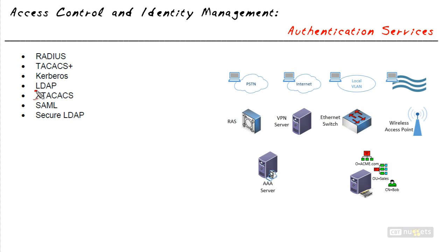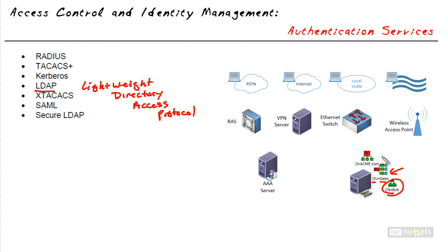LDAP is an acronym for Lightweight Directory Access Protocol. And let's say, for example, we have Bob. Now, Bob is in a container called sales, an organizational unit called sales, under the domain name of acme.com. And this is simply a structure, an X.500-like directory structure of objects inside of Active Directory.